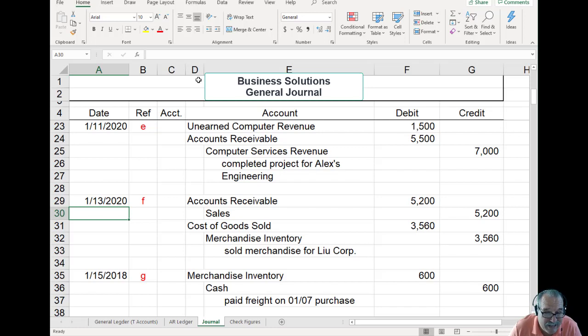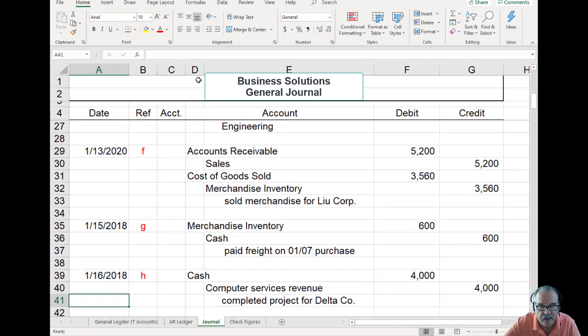So whenever we sell something and we're using a perpetual inventory system, which we are in this class, we have a compound entry that's going to include recording the sale and recording the cost of the goods that were sold. So in this case, we're going to debit accounts receivable, $5,200, credit sales, $5,200. That's for the selling price. Then for the cost, we debit cost of goods sold, that's an expense account, $35.60, and credit merchandise inventory, $35.60, which is going to reduce the inventory in the merchandise inventory account.